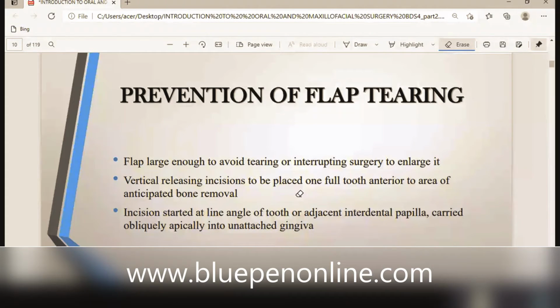When you're giving a vertical releasing incision, you should always place that incision one tooth anterior to the surgical area. So you have a long flap, so you can see that area very clearly. Give it one tooth anterior, one tooth in front of the surgical area. So you will have a very big flap, a very big area, so you can see and do the surgery smoothly.